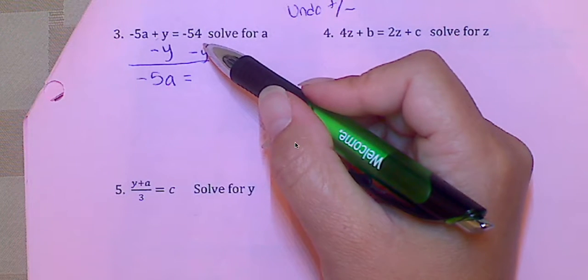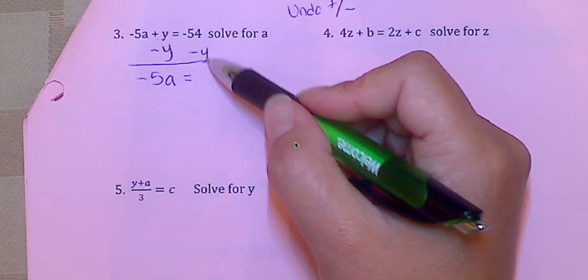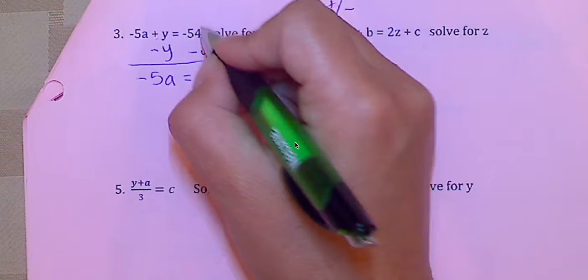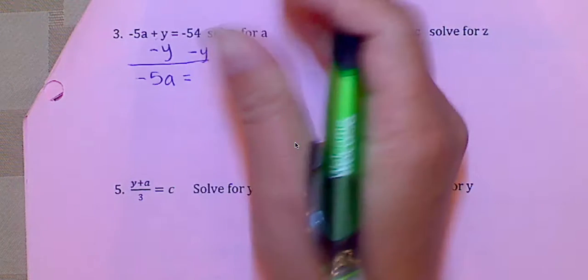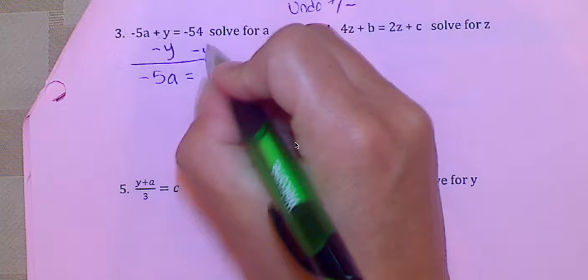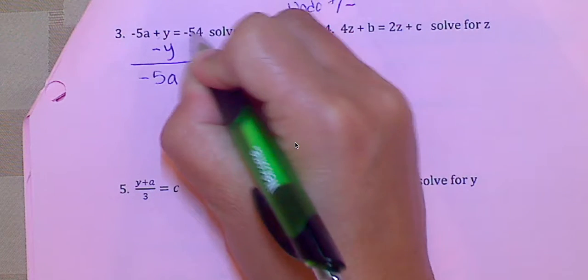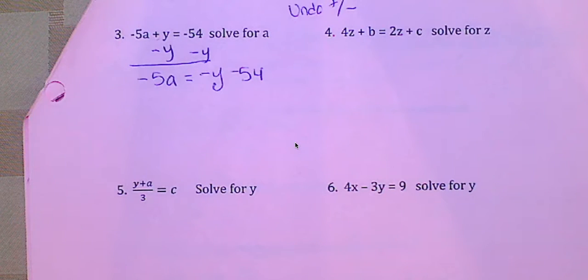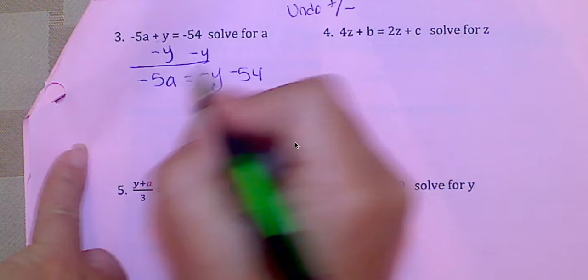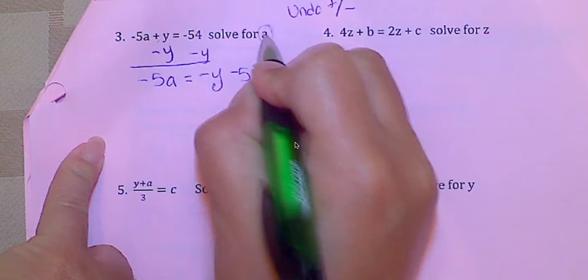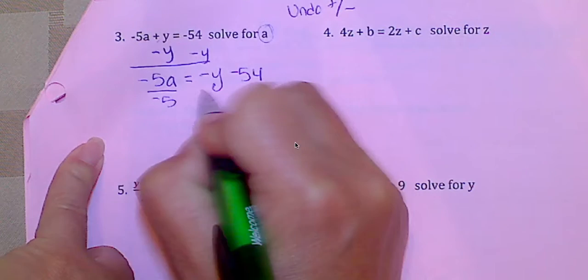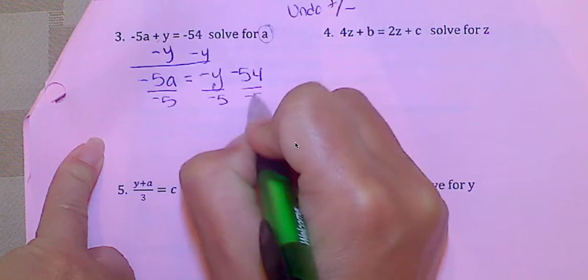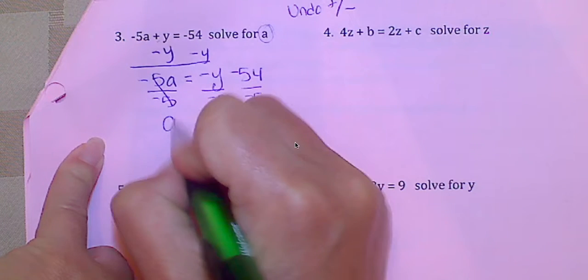And again, I'm going to encourage you to always bring the variable down first. Remember, these are not alike, so you're just going to write them horizontally next to each other. So negative y and then minus 54. You can't squish them together into one term. And we're solving for a once again, so we're going to divide each piece by negative 5. So we get a equals.